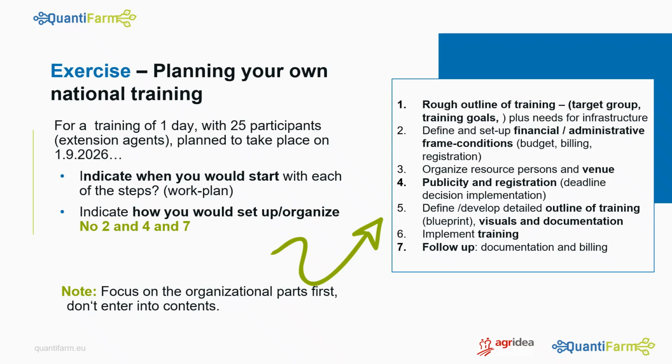So, imagine a one-day training with 25 participants that is planned to take place on September 1st of next year. Develop a work plan for this training based on the 7 steps. Indicate when you would start with each of the 7 steps, and then indicate how you would set up or organize the points 2, 4, and 7. That is the financial and administrative frame conditions, the publicity, and then the follow-up.